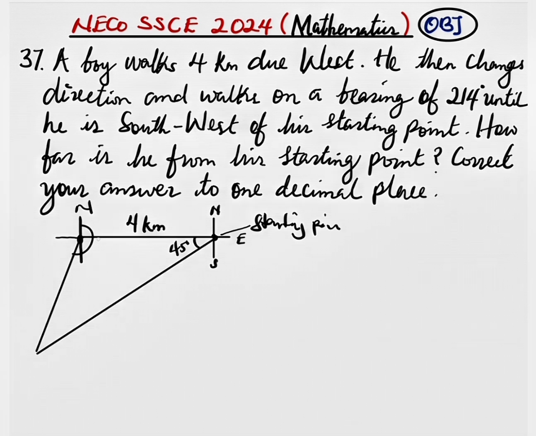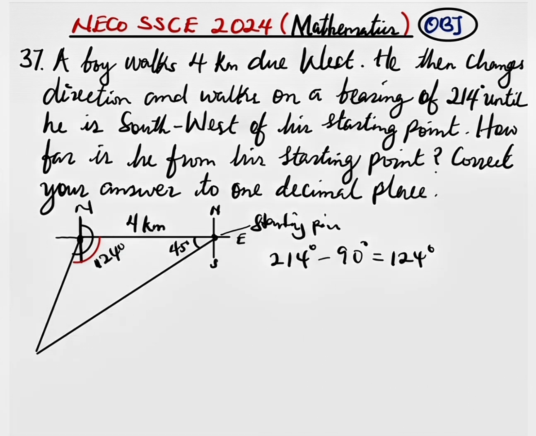So we need to get the value of this angle. From here to here is 90 degrees. So this small required angle will be the entire angle minus 90 degrees. That is 214 minus 90 degrees. And this gives 124 degrees. So this angle is 124 degrees.